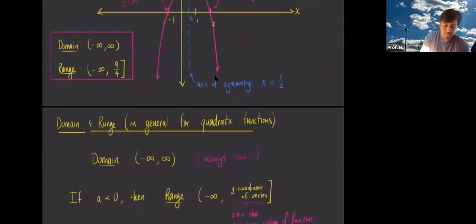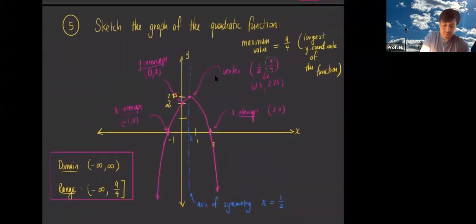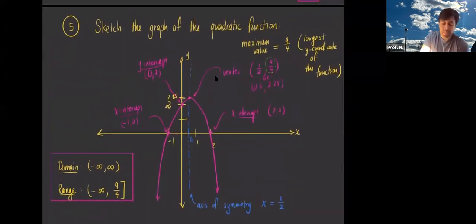Okay, so this example here, basically we've exhausted all of the information that we can possibly find from a quadratic. We literally found everything we can possibly find. We found the maximum value, the vertex, the axis of symmetry, the x-intercepts, the y-intercepts, the domain, and the range. We literally have done it all, which is great.